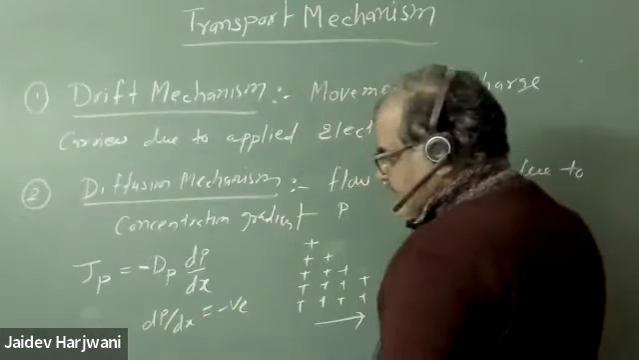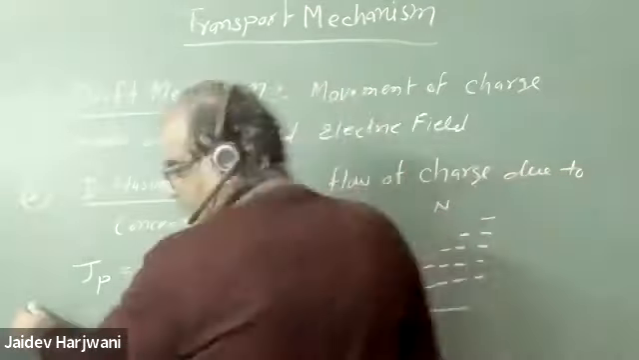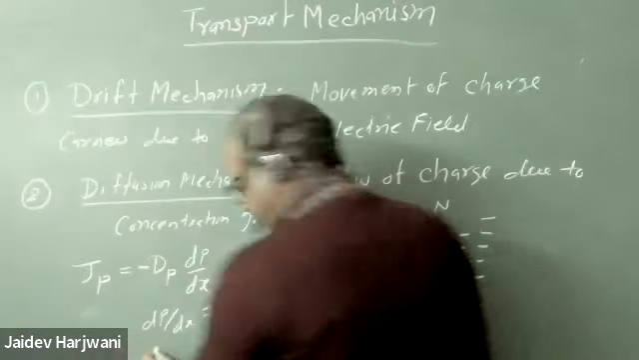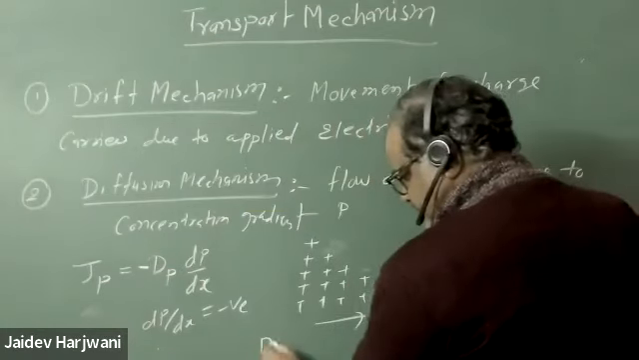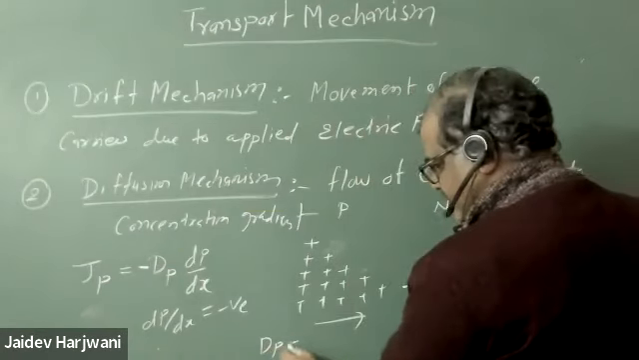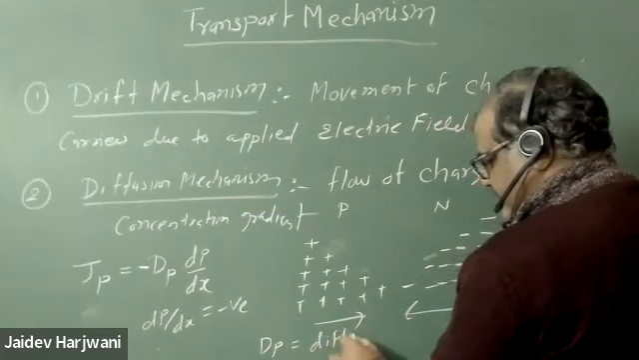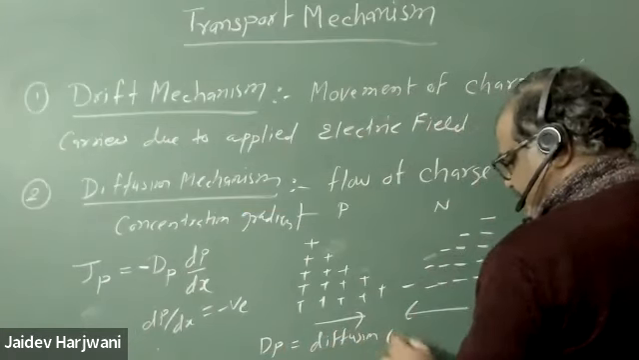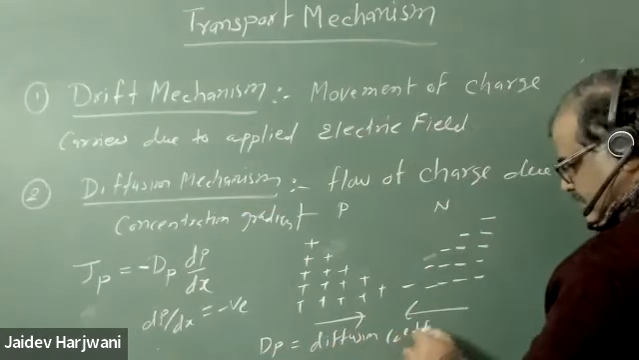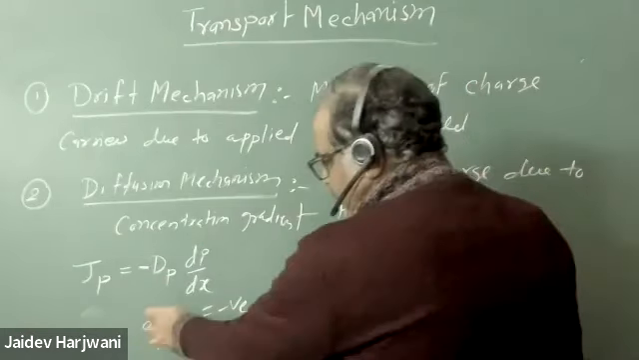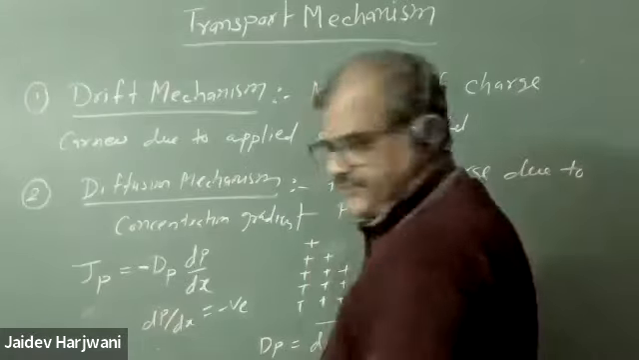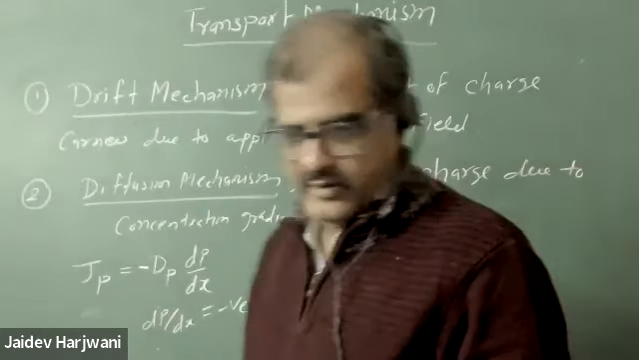Where Dp is what? Dp is your diffusion coefficient. And what is dp by dx? dp by dx is the gradient of hole concentration.